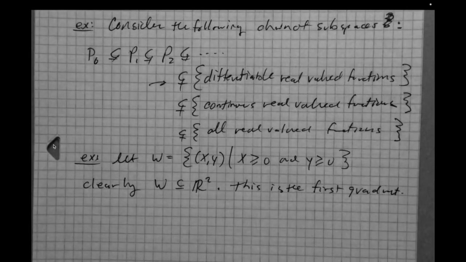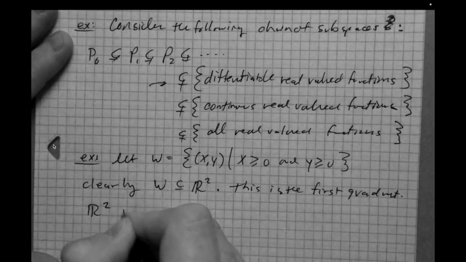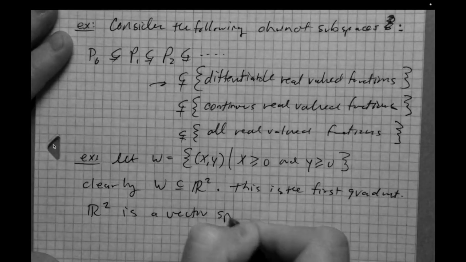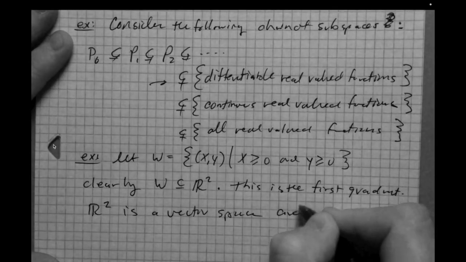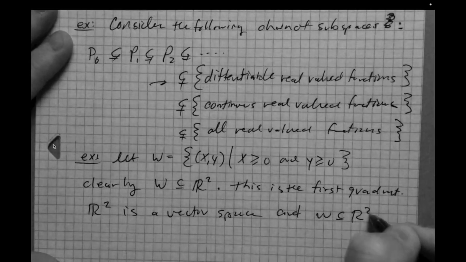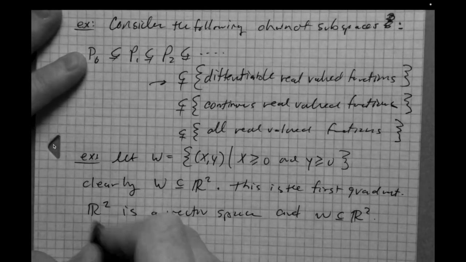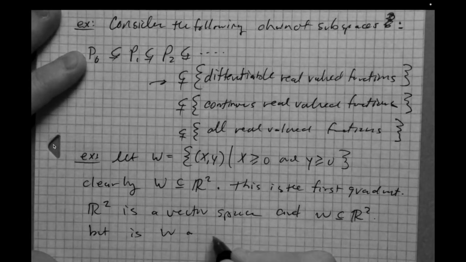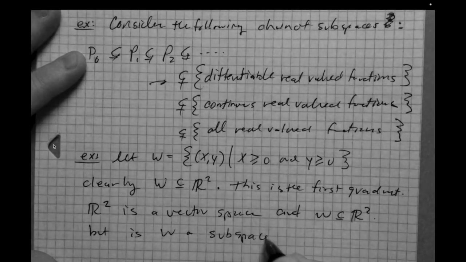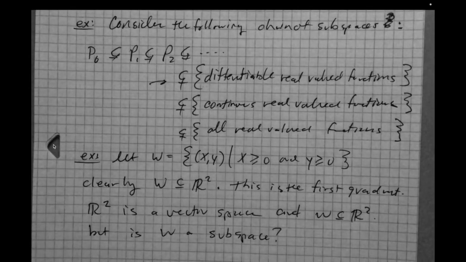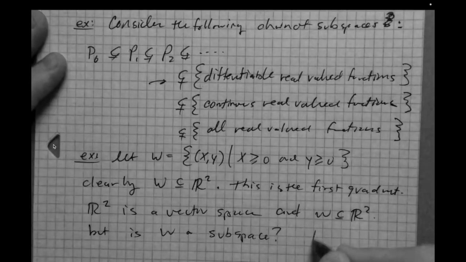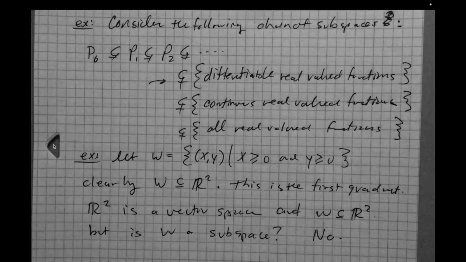But is it a subspace? The plane, all of R2, is a vector space. And W is a subset of R2, but is W a subspace? What do you think? Well, the answer is no. W is not a subspace of R2.